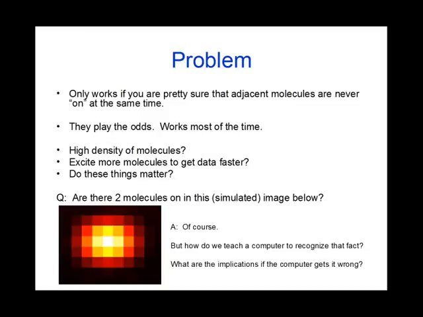This matters. And so we could look at this and say it's asymmetric. There must be two in there. But the question is, how do we teach a computer to recognize that, and what are the implications if the computer gets it wrong?